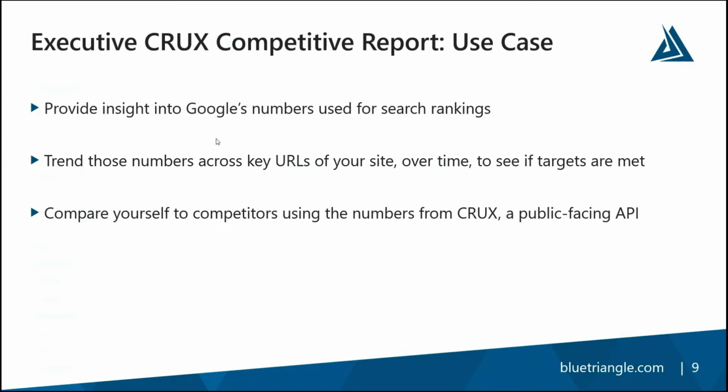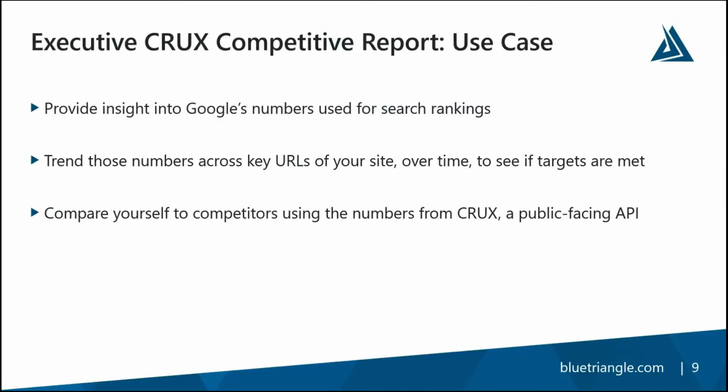And they might run multiple URLs from their competitors to sort of get a feel for where they are versus their competitors. But what CRUX doesn't really enable you to do easily is compare between your site and other sites. So in addition to providing those numbers for optimization and allowing you to trend those numbers across key URLs of your site over time in order to see if your targets are being met, you can also compare yourself and your targets to your competitors using that public-facing API data that we're pulling for you.